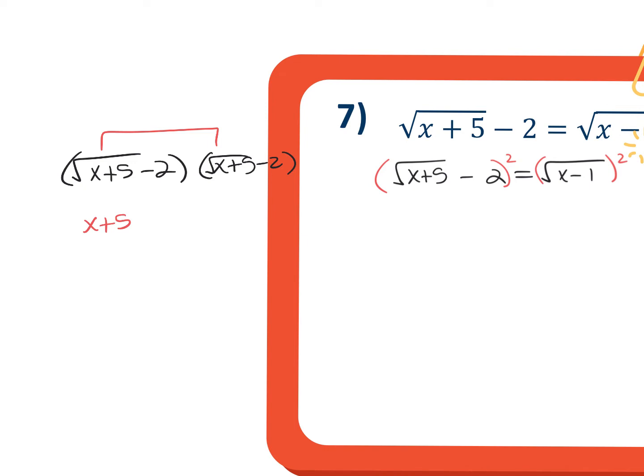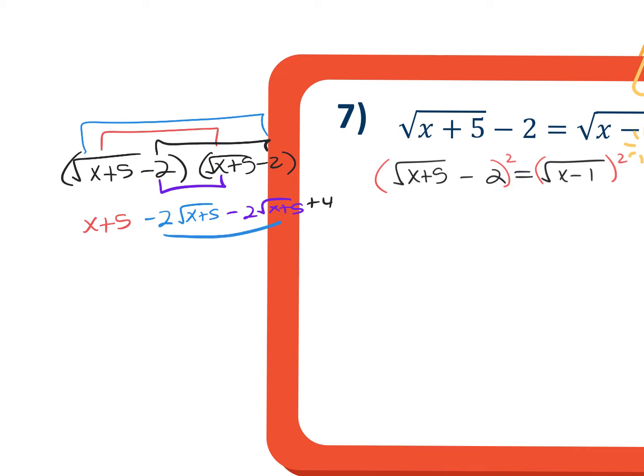The x plus 5 comes out. Then when I do the outer, I get negative 2 times the square root of x plus 5. Same thing for the inner terms here. I get negative 2 times the square root of x plus 5. And then finally, when I do last, negative 2 times negative 2 is positive 4. I'm going to go ahead and combine my like terms. So these middle guys get combined, and I get negative 4 times the square root of x plus 5.